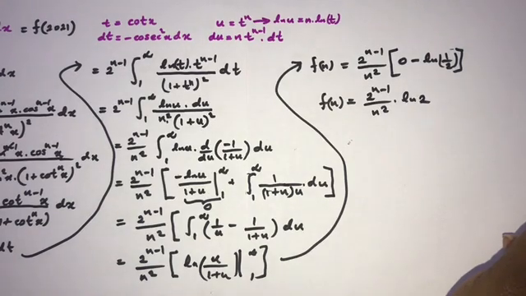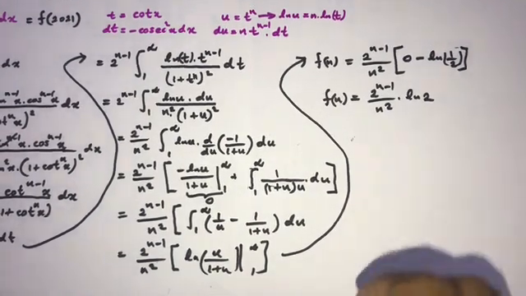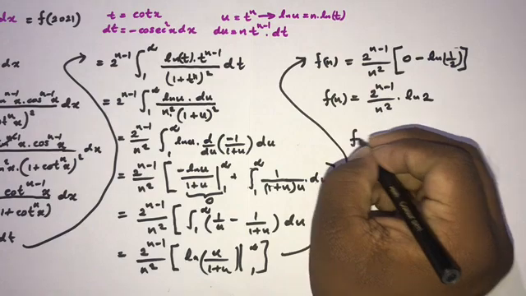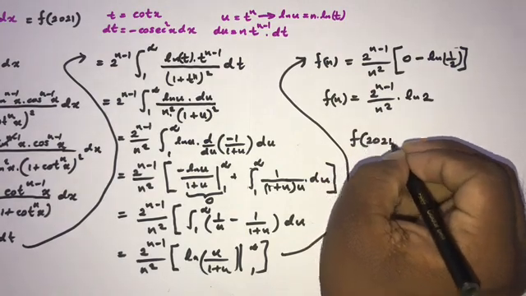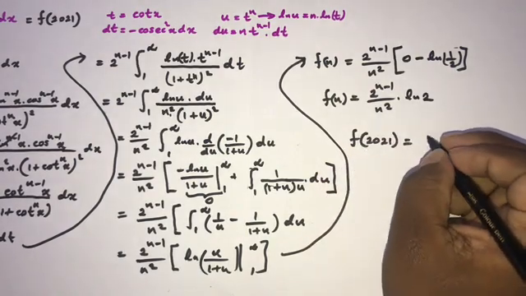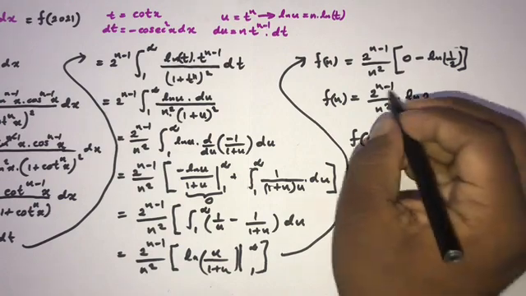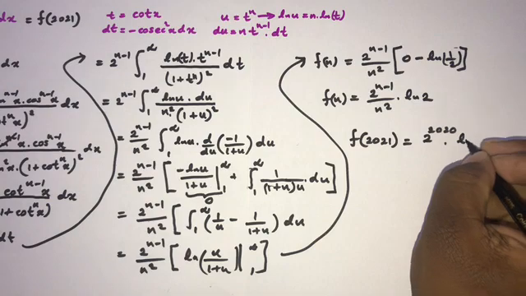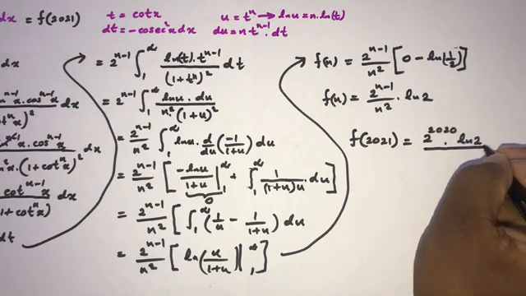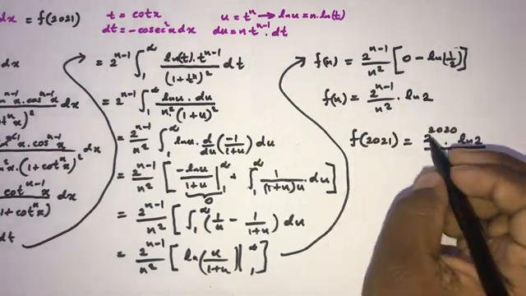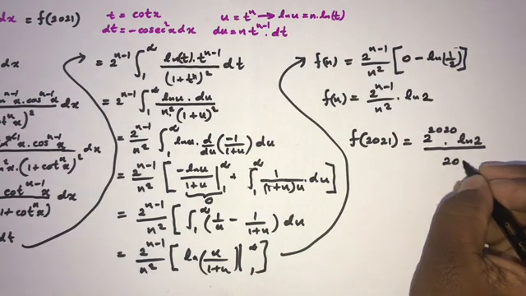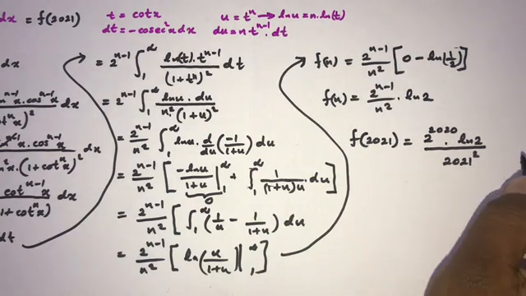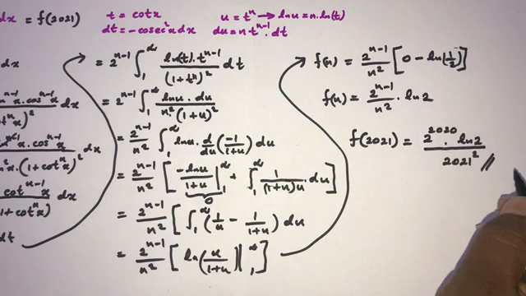Now we know our integral is equal to f of 2021. So f of 2021 is equal to 2 raised to the 2021 minus 1, we know 2020, times natural log of 2 over n square, n we know 2021, so 2021 square. Okay, this is the answer for this integral.